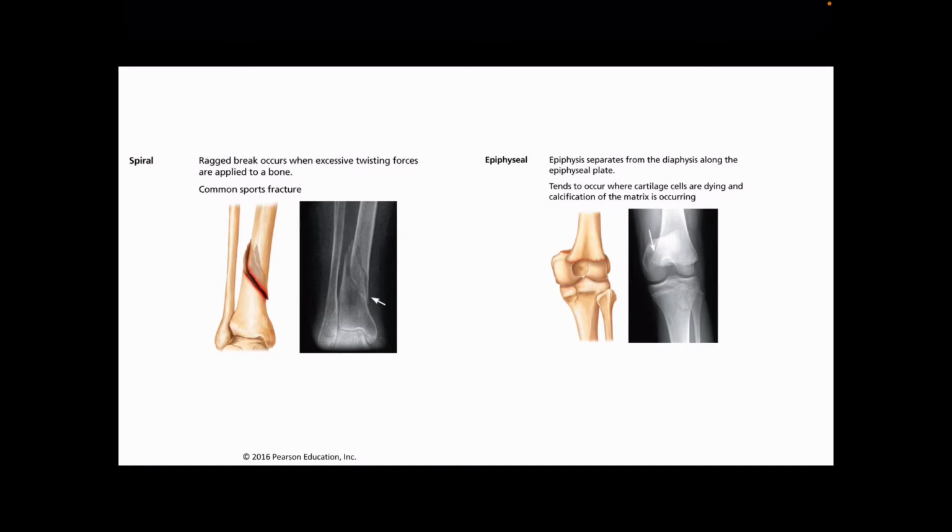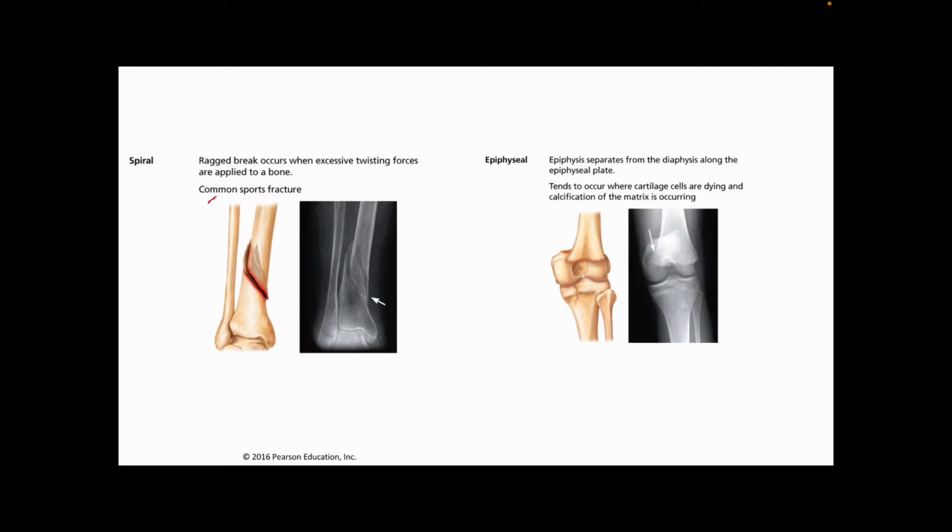The next two are the spiral fracture as well as the epiphyseal fracture. A spiral fracture is common in sports and is also a domestic violence sign, especially in the wrist. If someone grabs the radius and ulna, or you twist your knee really hard in sports, it's a ragged break, and it sometimes can happen with a few fracture lines.